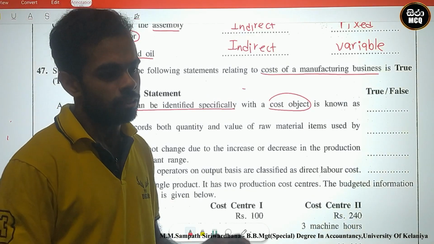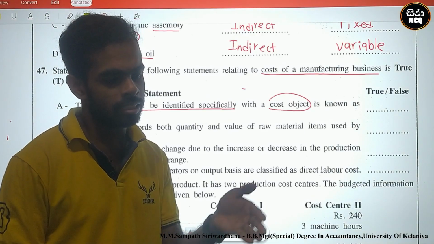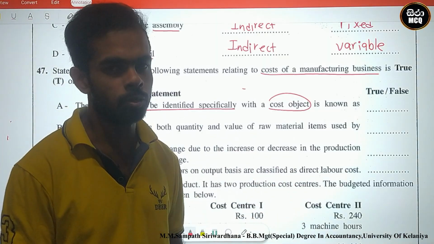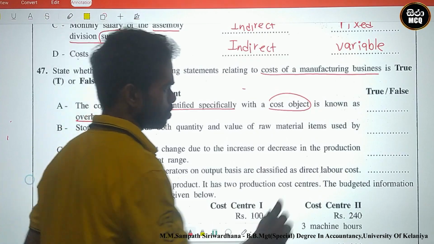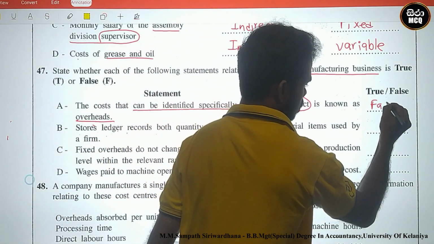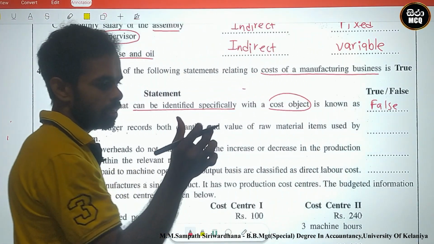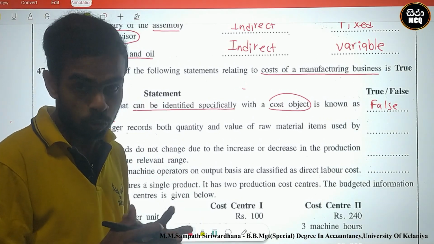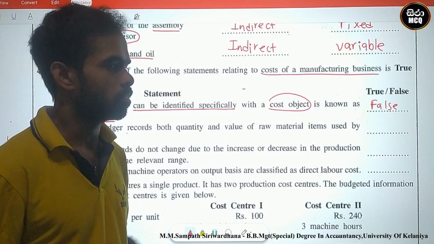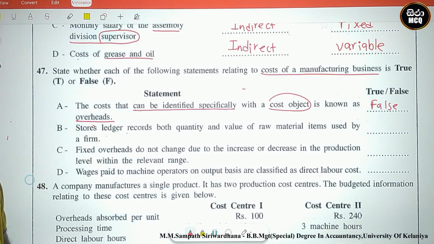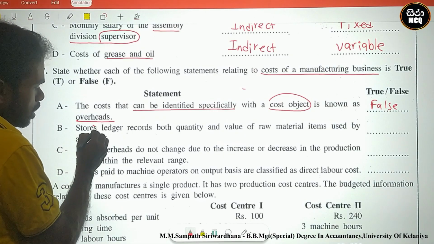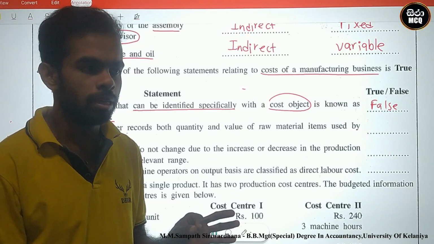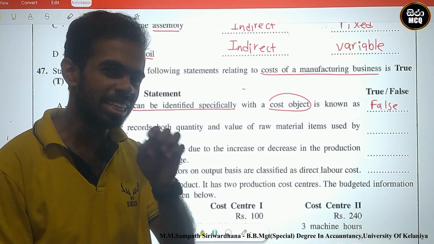Is it correct? We can directly identify this, so this is a direct cost, not an overhead. Direct cost means primary cost. Therefore, this is false. We can directly identify the engine cost related to the motor bicycle. This is a primary cost, but they said that this is an overhead cost. Incorrect.